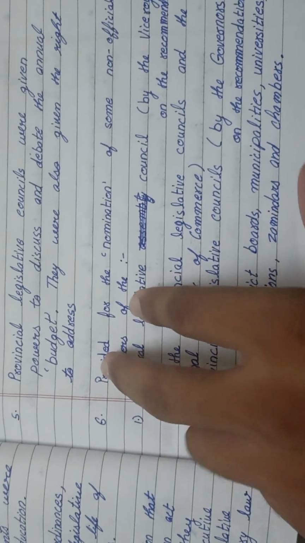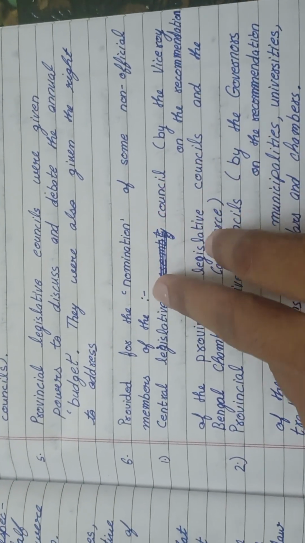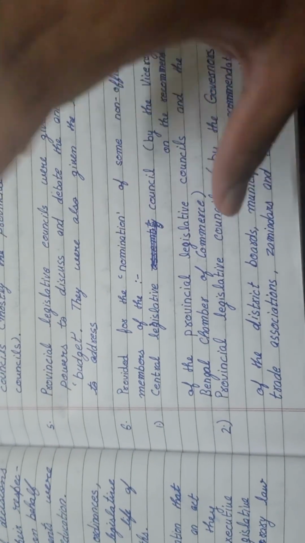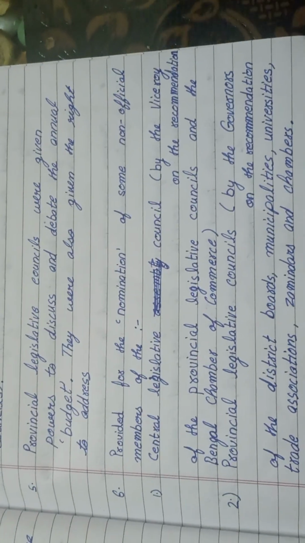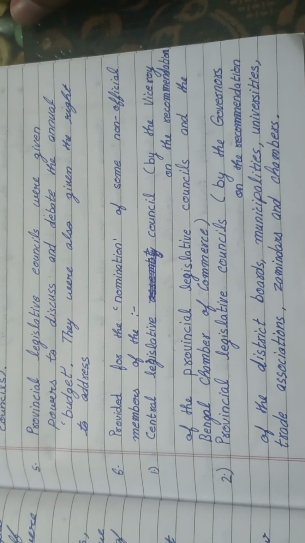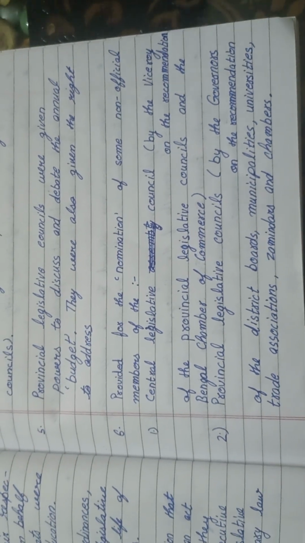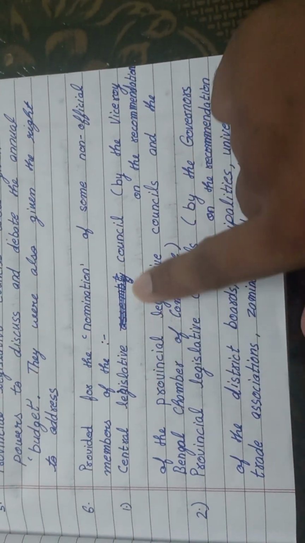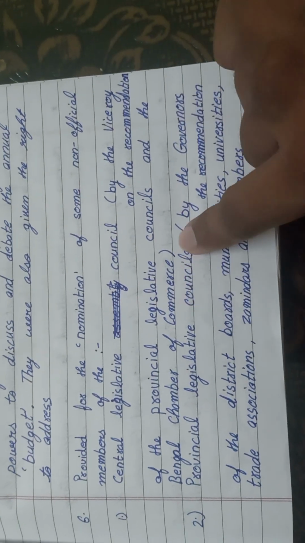So moving on to the sixth point, the act provided for the nomination of some non-official members. So this act also said that we will nominate some non-official members. Previously, the non-official members were chosen by the viceroy himself, he could pick anyone. But this time they said that we will nominate. The non-official members at the Central Legislative Council were appointed by the viceroy on the recommendation of the provincial legislatures.